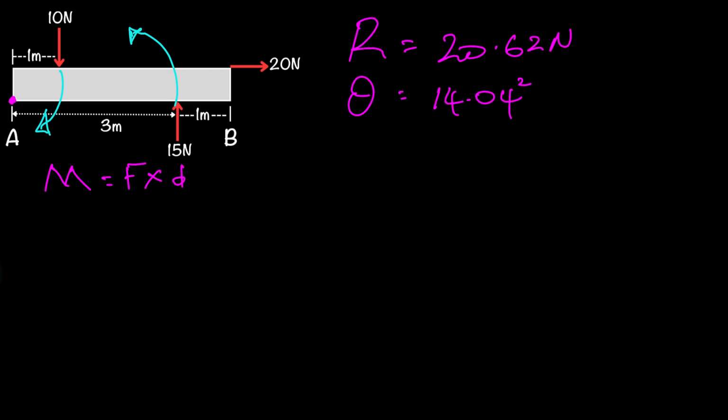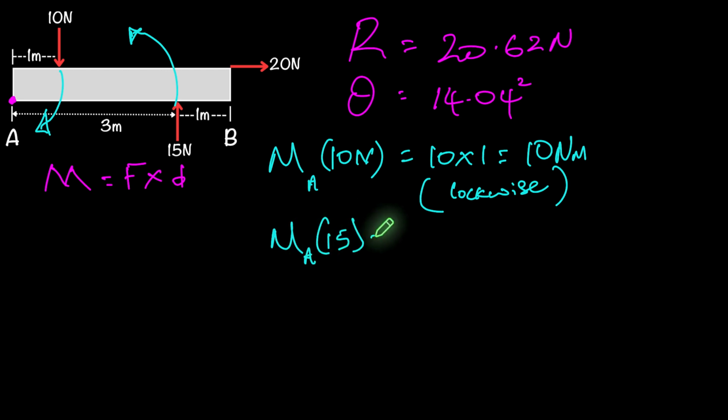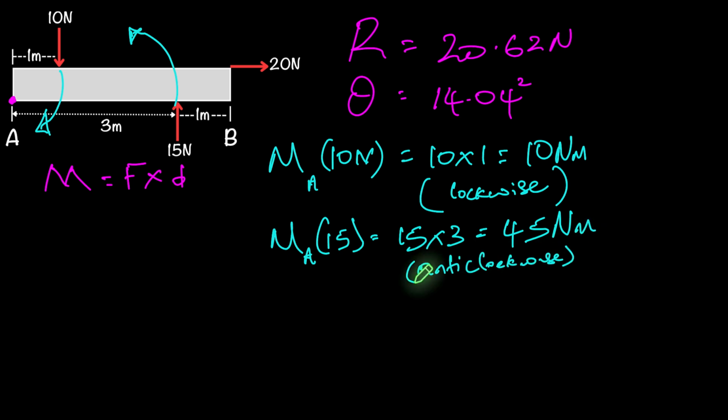So let's work these out now then. So we have the moment about point A, and for our 10 Newton force, it's just 10 multiplied by 1. So that gives us 10 Newton meters, and that's clockwise. So for the 15 newtons now, we have moment about point A still, and for our 15 newtons, it's just 15 multiplied by 3 gives us 45 Newton meters, and this is anti-clockwise. And I won't bother to include the 20 newtons because we know that's just 0.